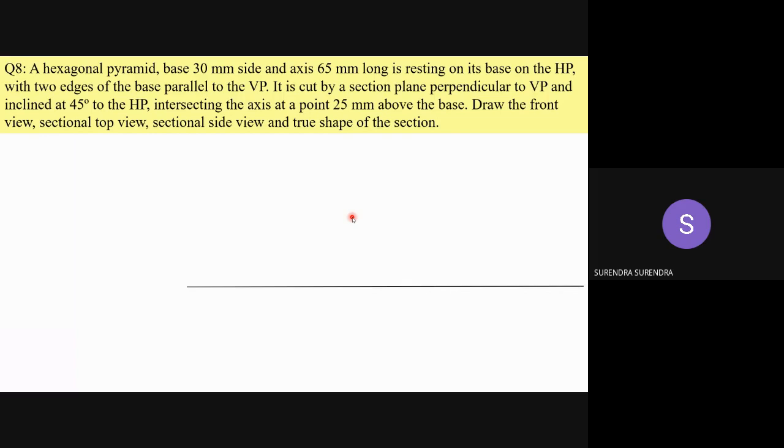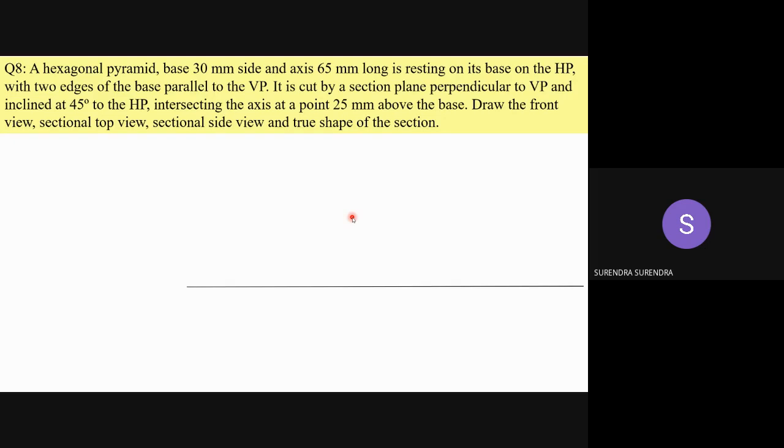It is cut by section plane perpendicular to VP and inclined at 45 degrees to HP, intersecting the axis at a point 25 mm above the base. Draw the front view, sectional top view, and sectional side view, true shape of the section.